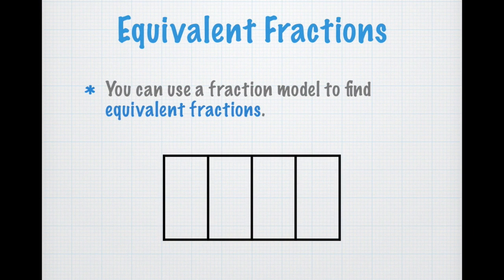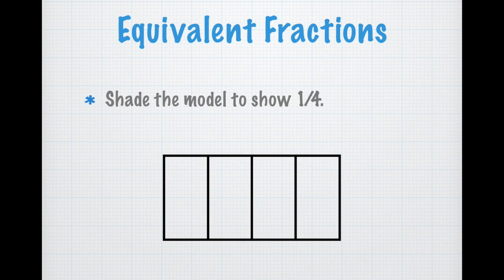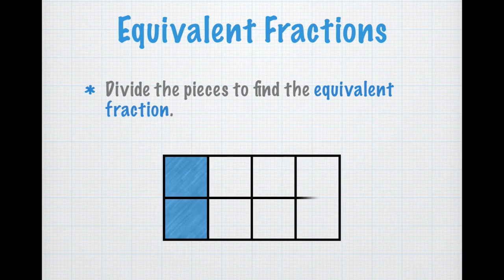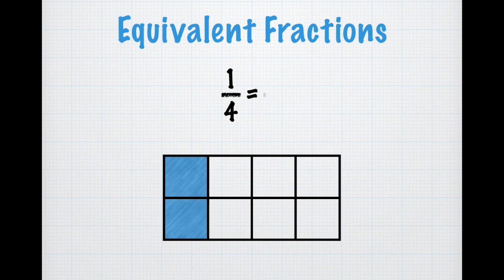We can also use a fraction model to help us find equivalent fractions. Let's shade the model to show 1/4. That means we're going to shade in one of the four pieces. To find an equivalent fraction, I can divide my model. So I'm putting a line horizontally across the center. Now my model has been split into 8 pieces. And I can see that 2 pieces are shaded. So 1/4 is equal to 2/8.